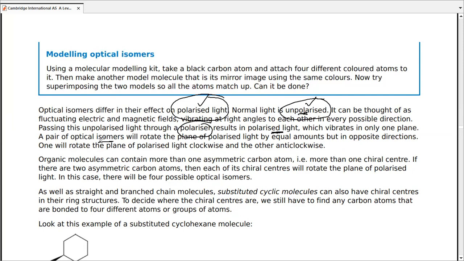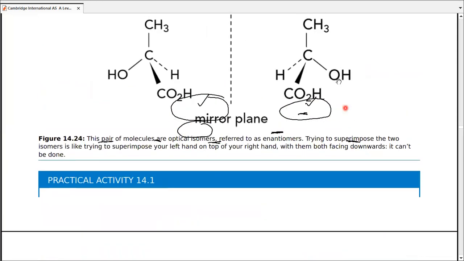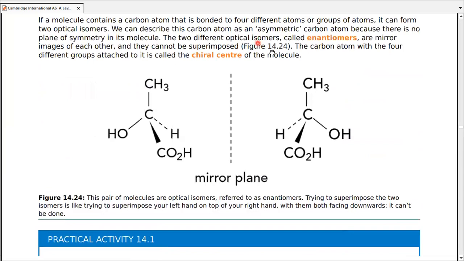Now, this pair of optical isomers, when plane polarized light passes through them, actually rotate the plane in equal amounts but in opposite directions. For example, I'm going to go back and clear this one up. If we put plane polarized light on this one and on this one, one of them is going to rotate it by the same amount clockwise, and one of them is going to rotate it by the same amount anti-clockwise. Hence, they're optical isomers.